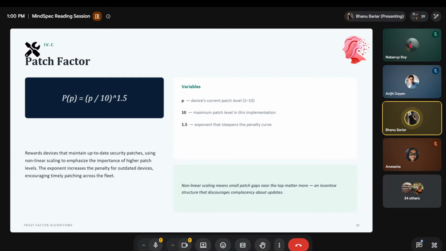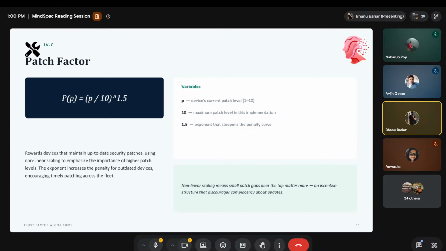Here, the author used this equation, in which there are three variables, where P represents the device's patch level ranging from 1 to 10. 10 corresponds to a fully updated device. Instead of increasing linearly, the authors used an exponent of 1.5. This creates a non-linear reward function. This is very useful because missing the latest security updates often introduces disproportionately larger risks.